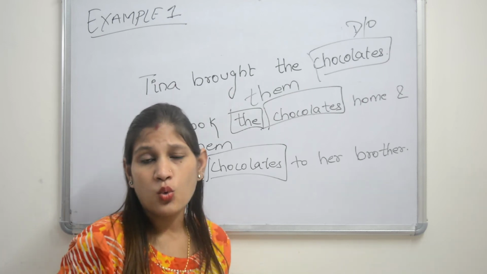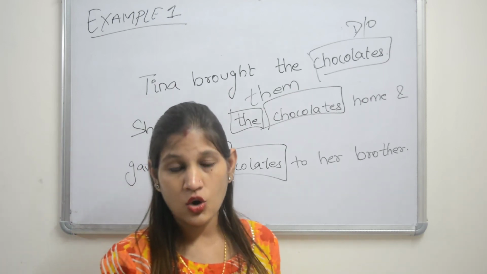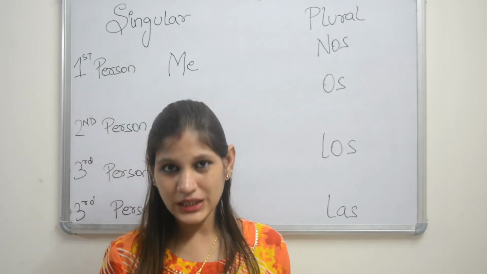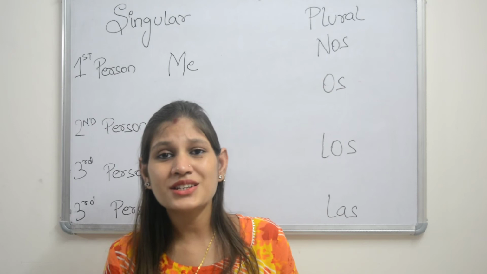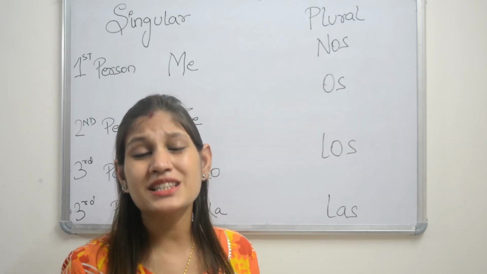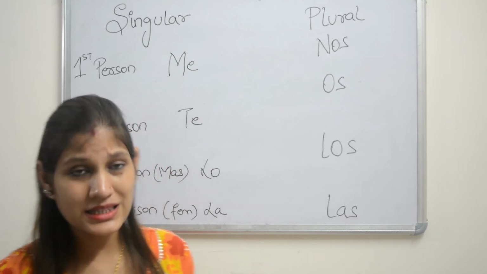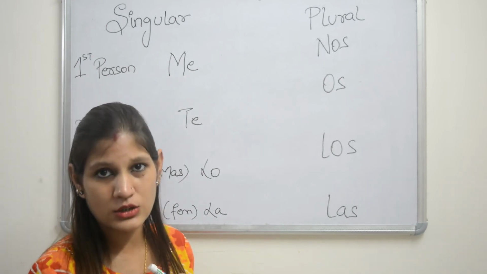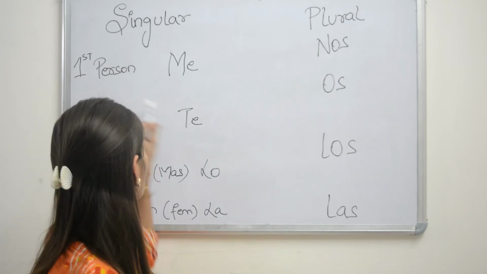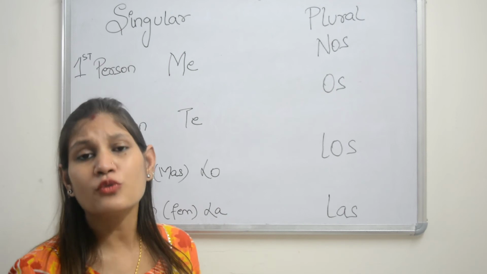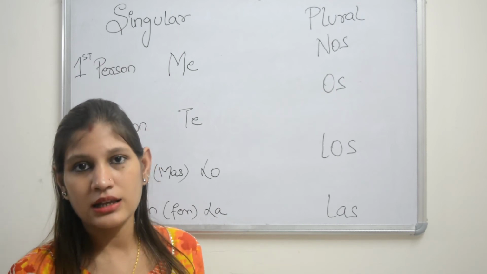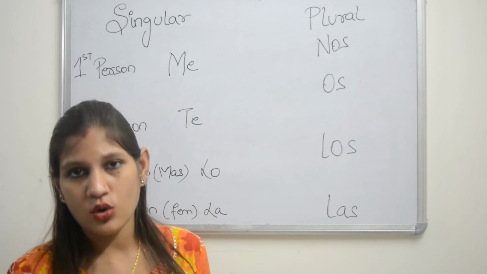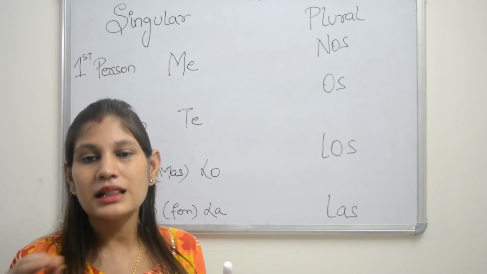Now, what direct objects do we use in a sentence? In English, direct objects are me, you, her, it, us, them. But in Spanish, we use the same for singular and plural. First person singular is me. For second person in direct object, we will use te. For example, when I say I love you, I would use te amo. Te amo, it means I love you.